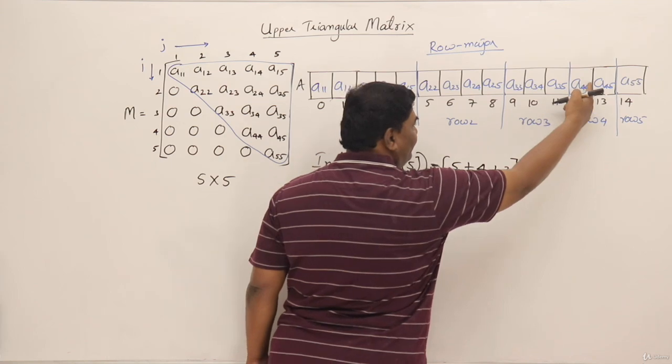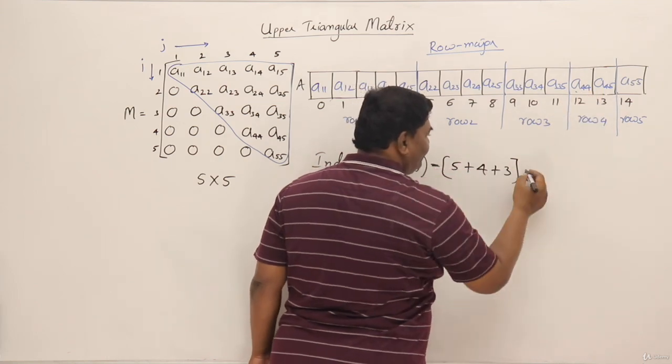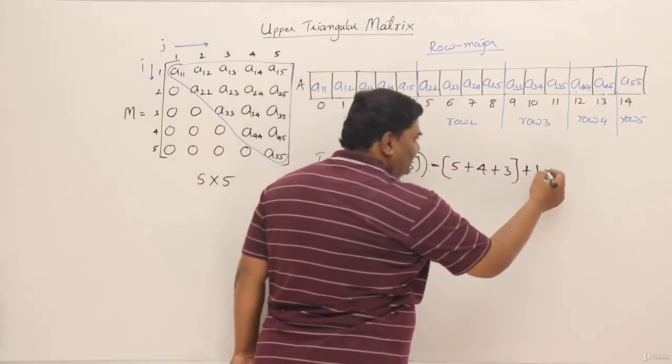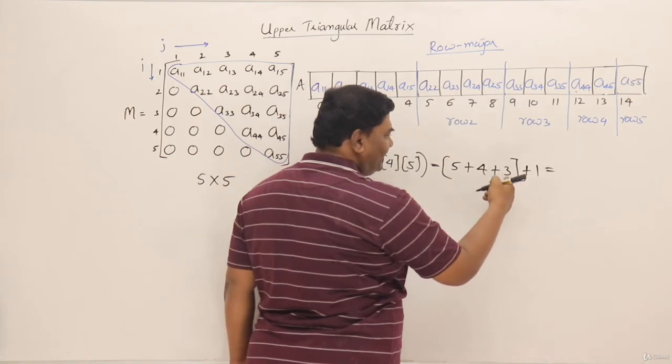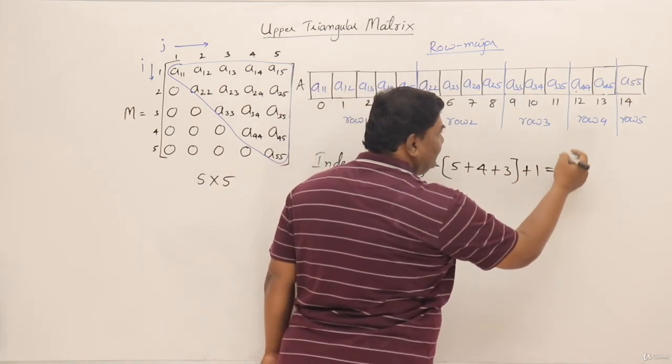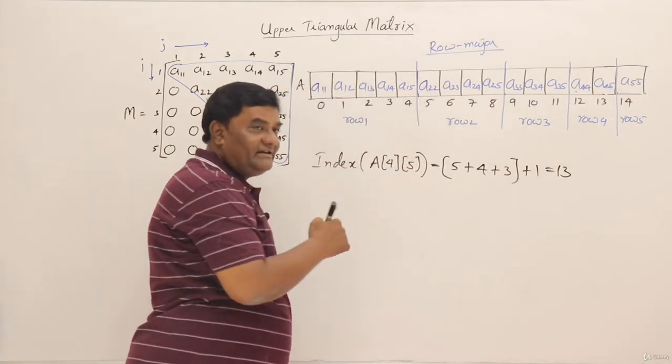Then how much should I move ahead to reach this 4 comma 5? Just one element. Then the total is 5 plus 4, 9, 9 plus 3, 12, then 13. Yes, the index is 13, so I am getting the index.